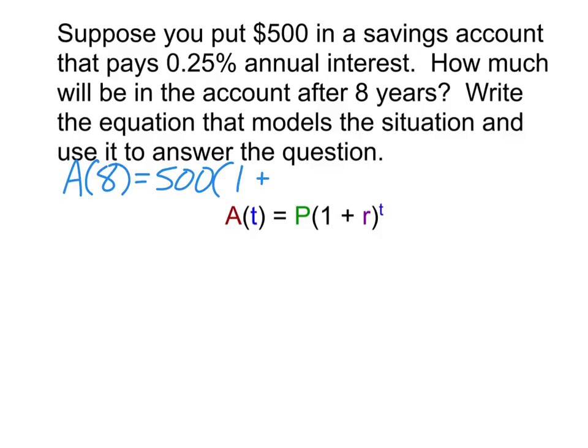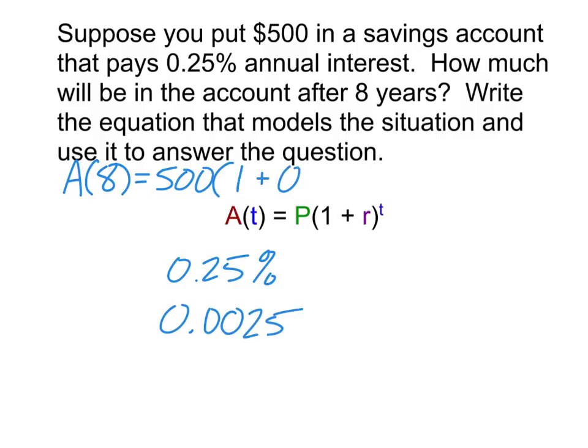Now this, if anything, is going to throw you off in this problem. It is probably the r value. Because r here is not 0.25. It's 0.25%, which I have to then turn into a decimal, which we do by dividing it by 100. And so r is actually going to be, if we do 0.25 divided by 100, you get 0.0025. So 1 plus 0.0025 to the power of t.